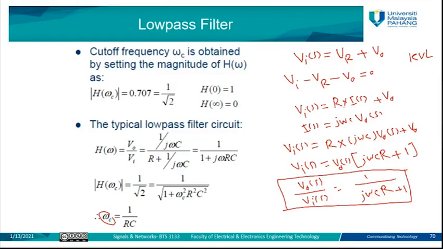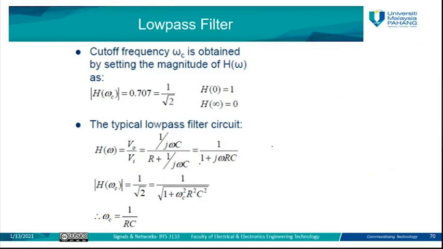So V out over V in represents the value of H of omega. This is the transfer function. So H of omega is equal to 1 over 1 plus j omega RC. This is how we can find this value. Then you substitute omega equal to omega C. The magnitude at omega C is equal to 1 over square root of 2, and we solve like we did before. This is the proof for the low pass filter transfer function and the frequencies.